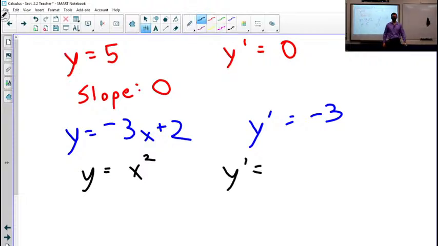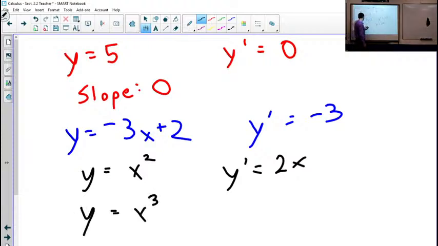We figured this out on Tuesday. What's the rule? 2x. Nope. No, we didn't. Wanted to see if we had any guesses. 3x. There is a 3. 3 squared x, which is just 9x. Close enough. 3x squared.